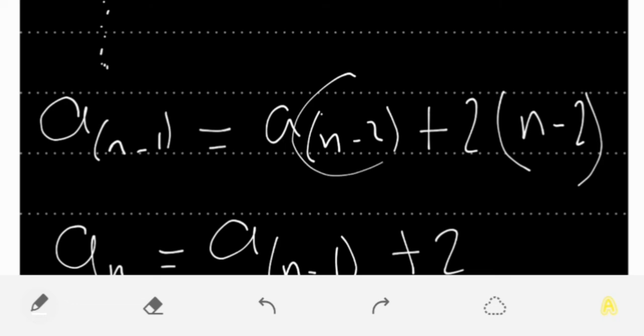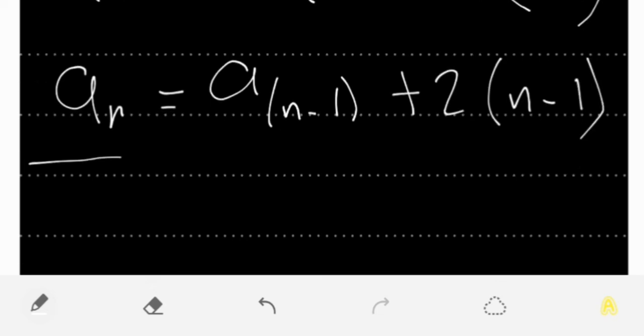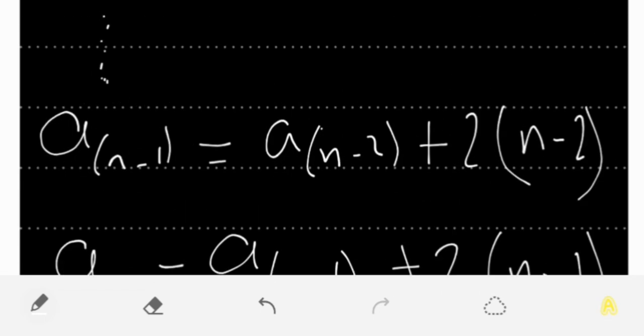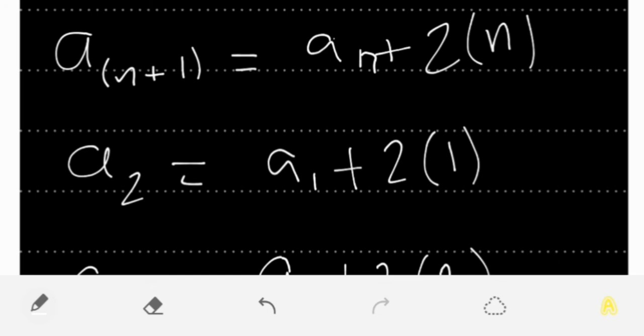So here it is 2n minus 2, here is n minus 2, and here is n minus 1. So why did we do this? Because now we can sum all of these terms. If we sum all of them, forget this first part, this was just a rule.